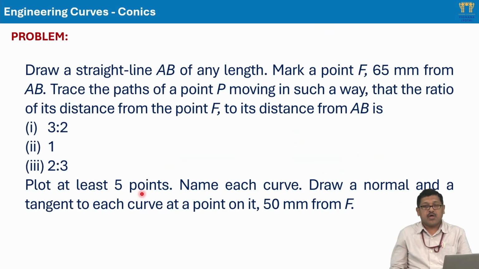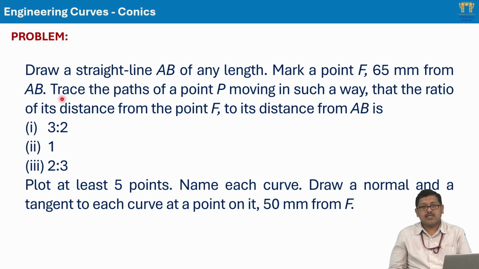Now let us move towards the construction part of this. So as part of the general method of construction, we have different steps, and in order to solve that, we need certain data. So here we are taking one sample problem. The statement says that we need to draw a straight line AB of any length. This straight line AB of any length is nothing but the directrix. Then mark a point F 65 mm from AB. So this F indicates the fixed point, the focus. So the distance of the focus from the fixed straight line AB is 65. We also call it the focal length.